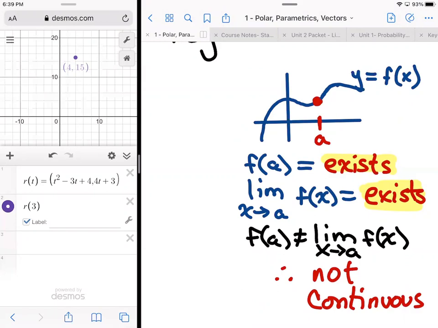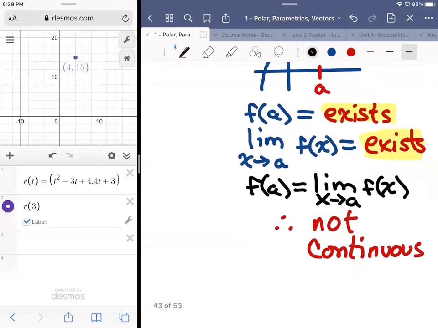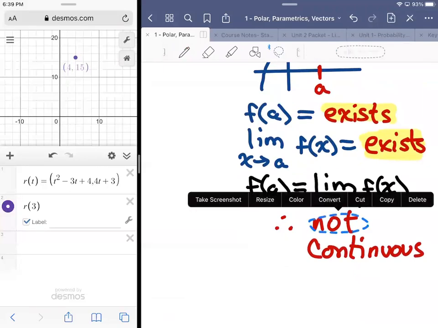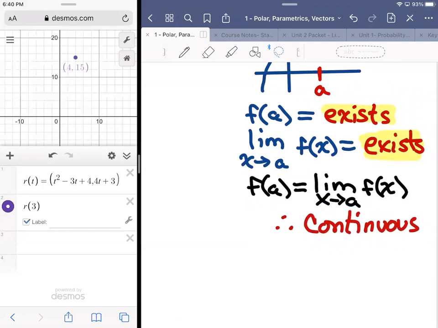And the one thing that we would have to assume here, because me saying that they exist, they could exist but not be equal. They exist and are equal to one another in this case, based off the diagram that I drew. So I would have f of a being equal to the limit as x approaches a of f of x. So therefore, this function would be continuous.